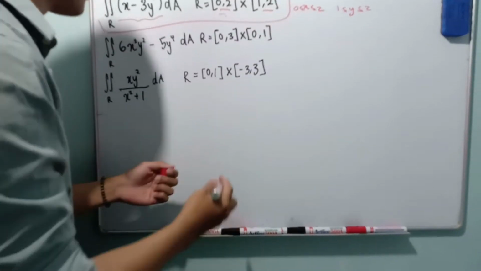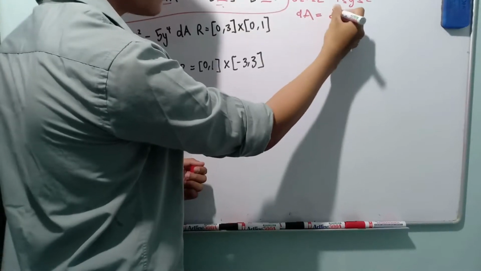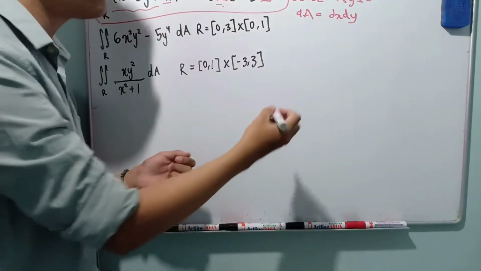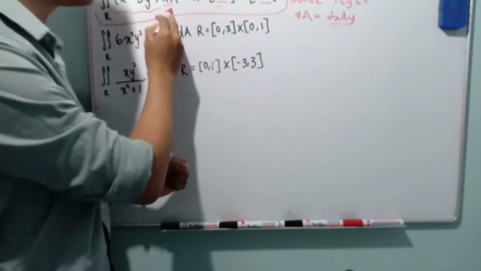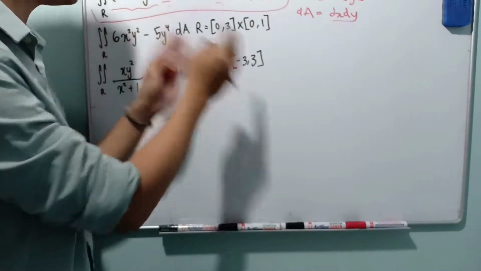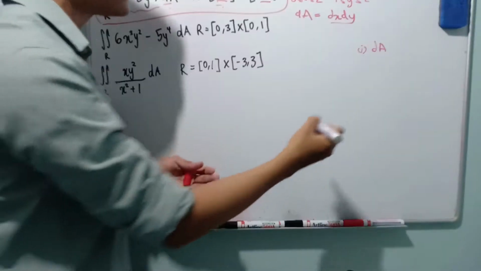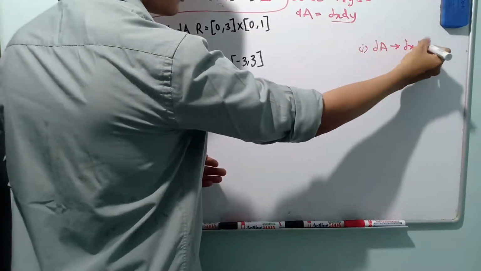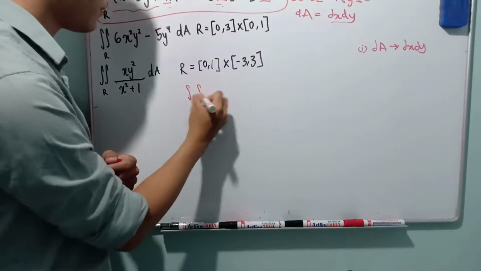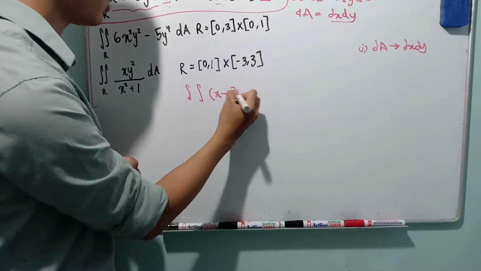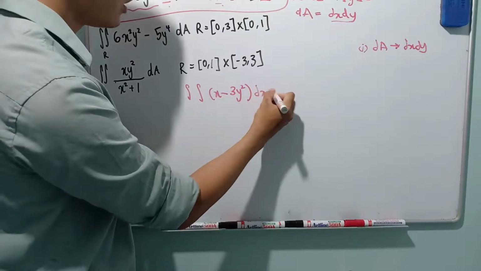It's very easy. You need to remember that dA equals dx dy. If they give you dx dy straight away, you don't need to change it. For this question they give you dA, so you just copy the integrand back, and the first thing you do is change dA to dx and dy. So I write x minus 3y squared, and then dA changed to dx dy.